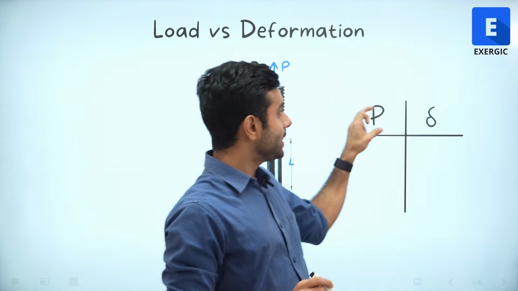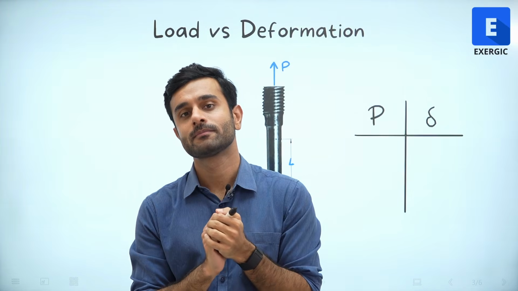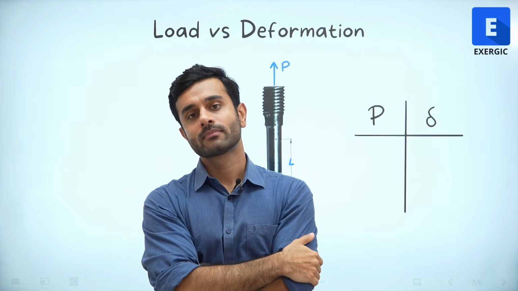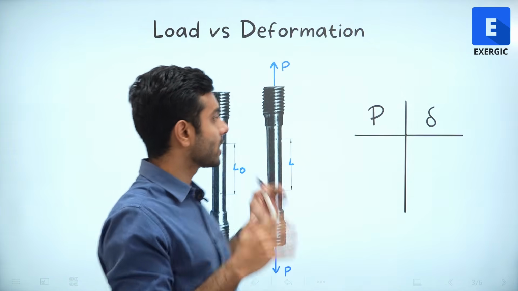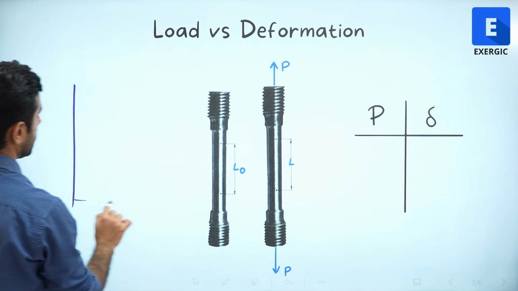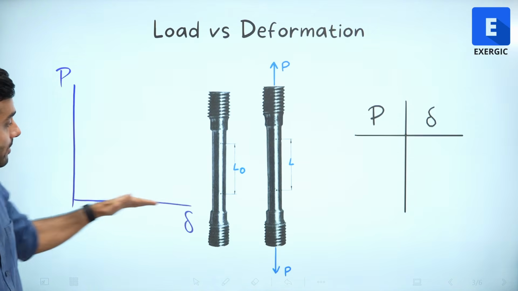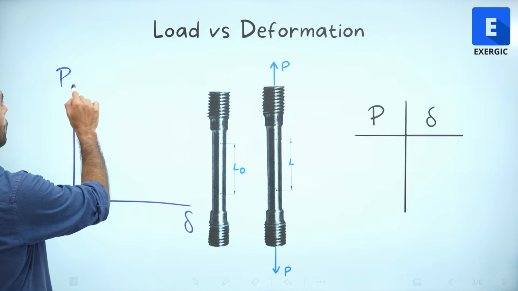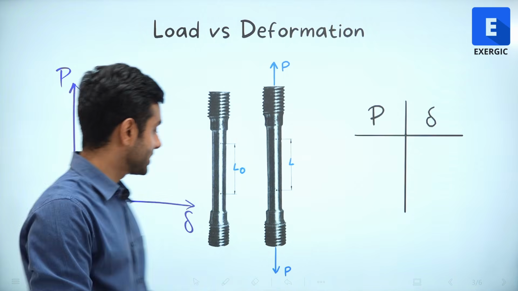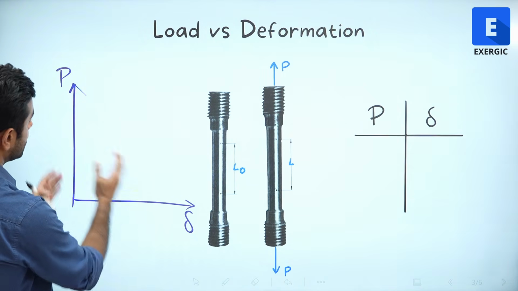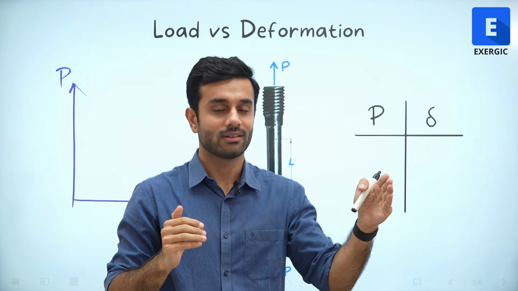Now, the P and del data that we are going to get from this test is useful, but directly we cannot use it anywhere. Suppose you want to draw a graph of load and deformation. You see, I have kept deformation on the x-axis and load on the y-axis. Why? Can you think? Because this is what we control and this is the output. So we are controlling the rate of deformation, right?